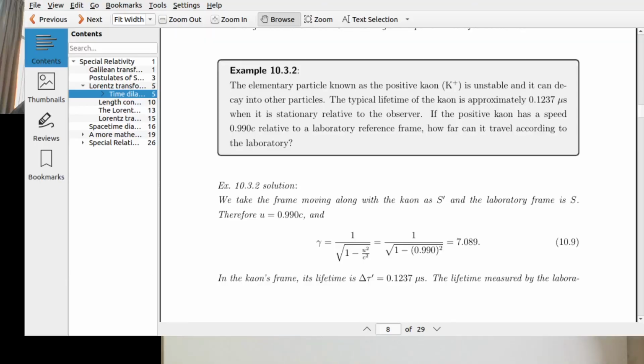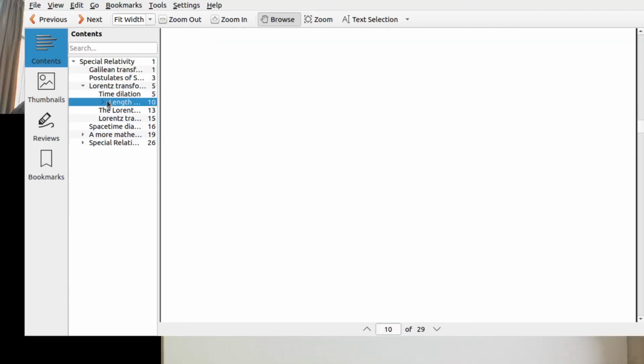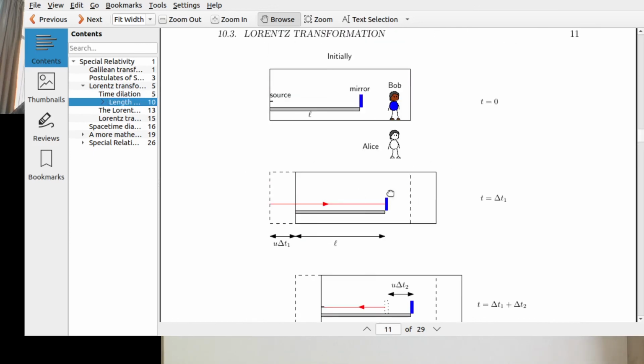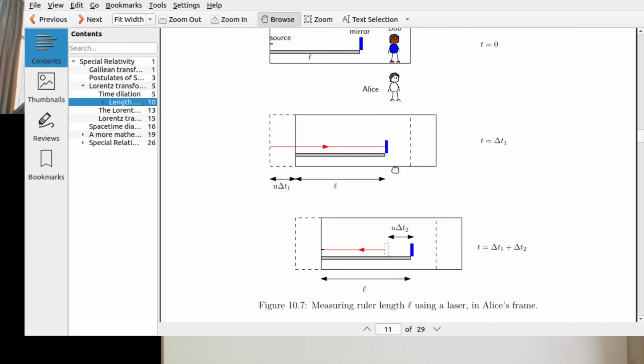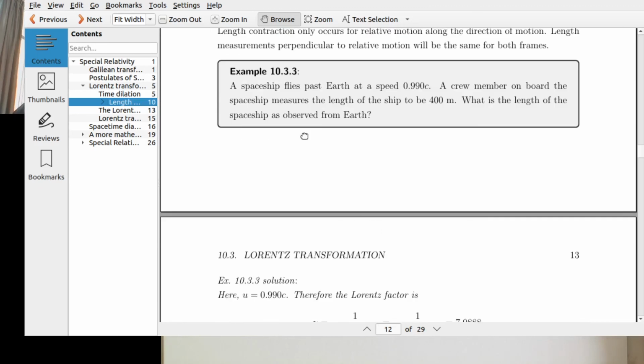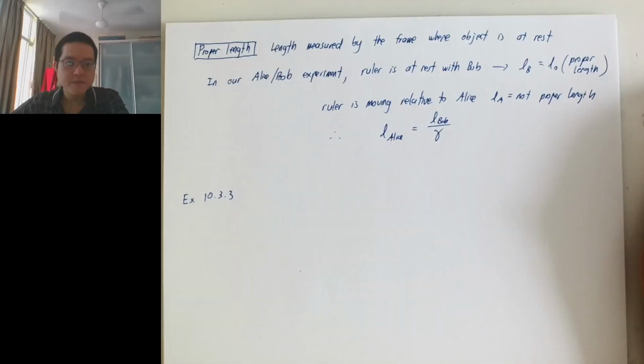So this picture is a better description. My drawing was very messy just now, so it's better to look at this picture to help us understand. A spaceship flies past the Earth at 0.99 c. A crew member measures the length of the ship to be 400 meters. What is the length of the spaceship if you observe it from the Earth? Let us perform this calculation.